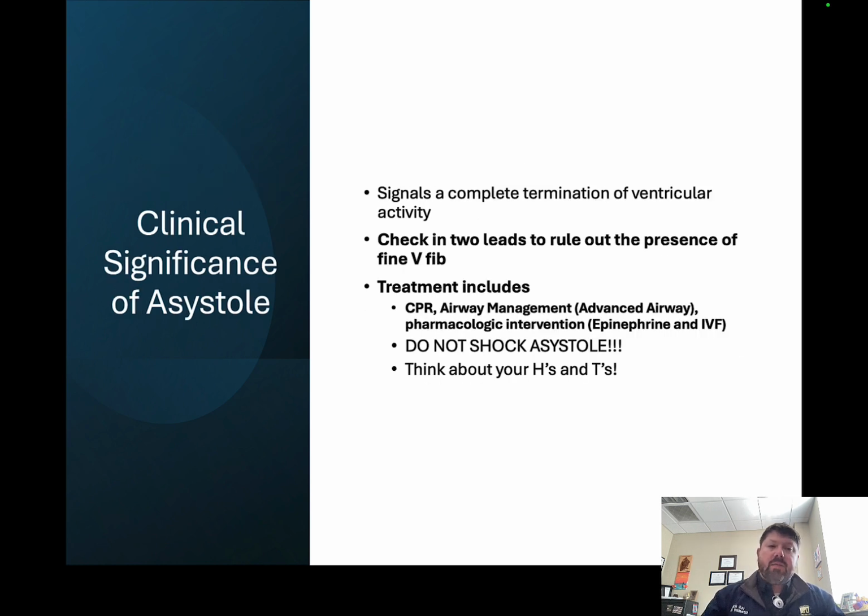Asystole signals a complete termination of ventricular activity, so make sure you check in 2 leads to rule out the presence of fine VFib. CPR, airway management, including an advanced airway, and pharmacological intervention, which includes epinephrine and IV fluids. You do not shock asystole, but you do need to think about your reversible causes, which are your H's and T's.